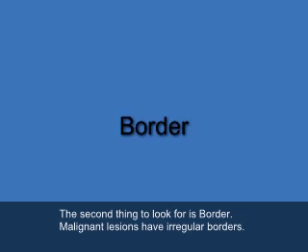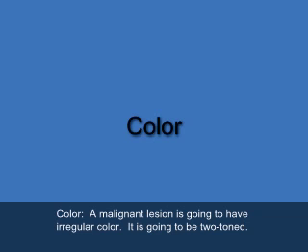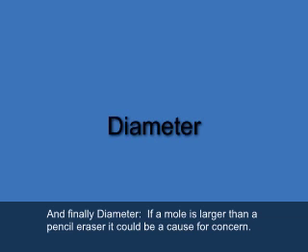The second thing to look for is border, BORDER. Malignant lesions have irregular borders. Color, COLOR. Malignant lesion is going to have irregular color. It's going to be two-toned. And finally, diameter, DIAMETER. If a mole is larger than a pencil eraser, it could be a cause for concern.